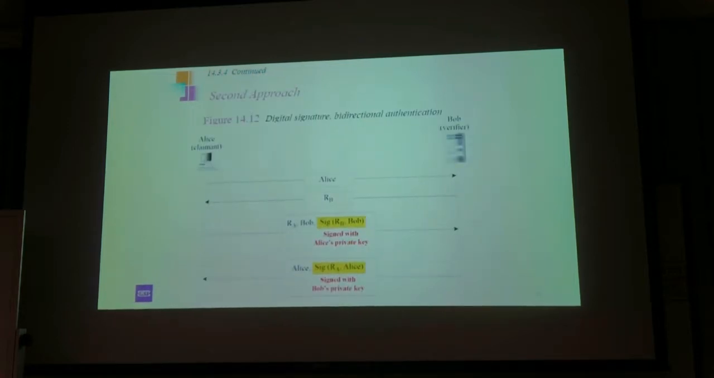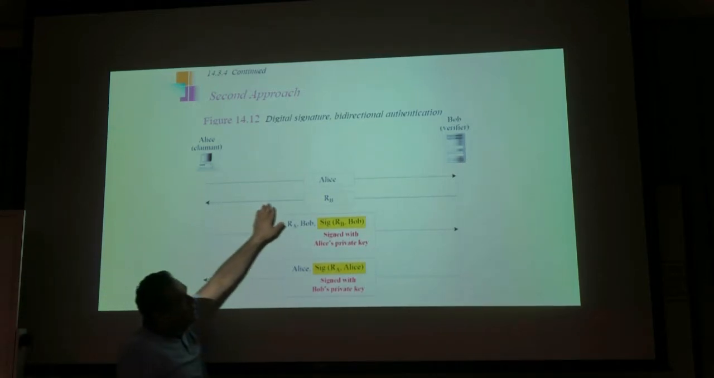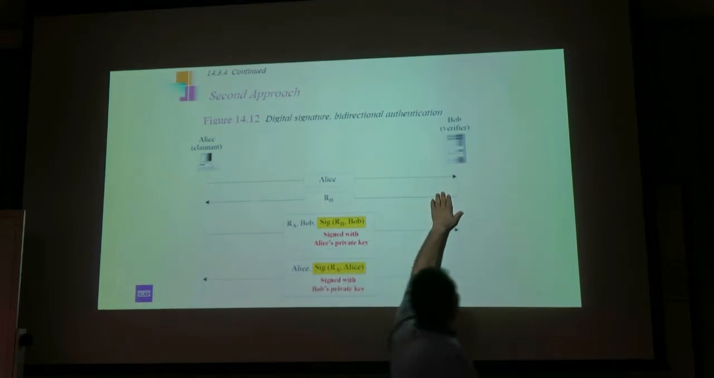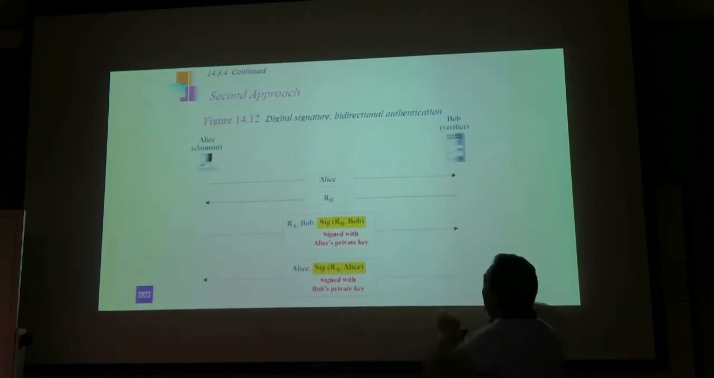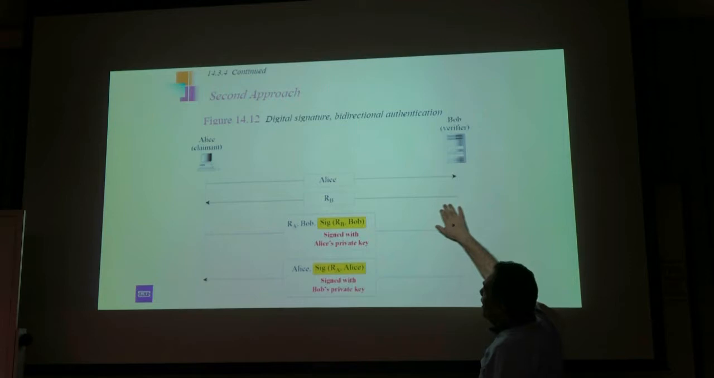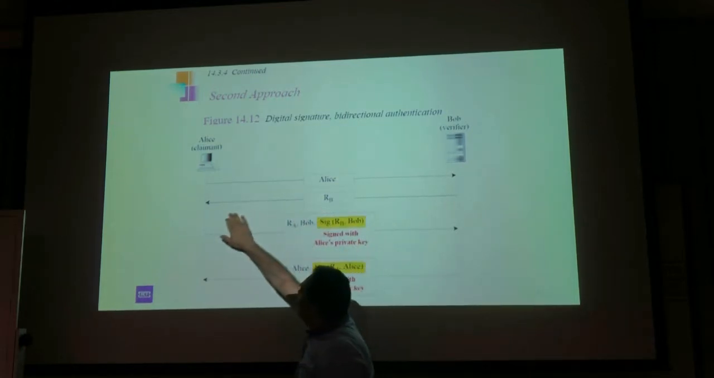The second approach, a different approach now. Digital signature, but now it's bi-directional authentication. So in here, Alice sends a message to Bob: "Hello Bob, I am Alice. Could you please verify me?" Then Bob sends a nonce to Alice.